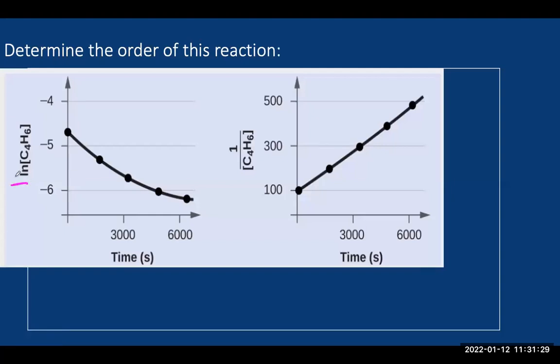Here we have graphs. The first one is ln the concentration versus time, and it's not a straight line, so it's not a first order. And here is 1 over the concentration versus time, and this one is a straight line, so this is a second order. From the graph, you can determine the slope, and the slope equals k, and the intercept will be 1 over the initial concentration.